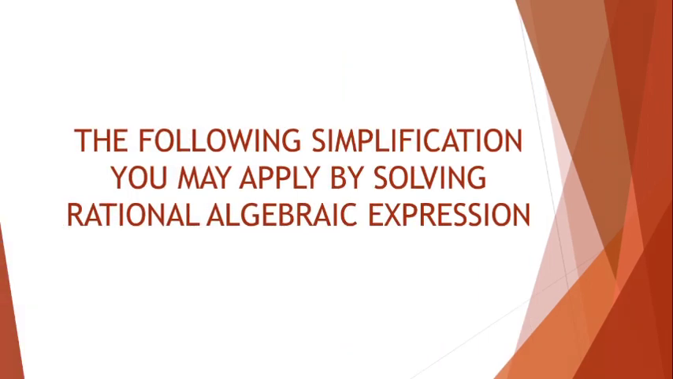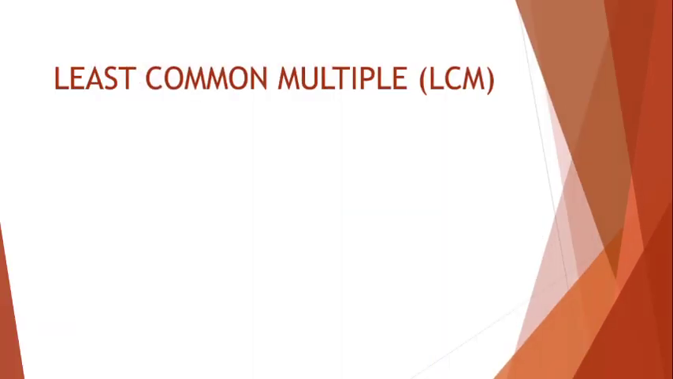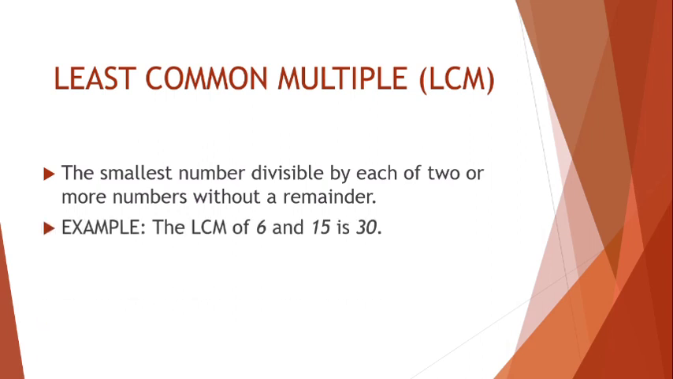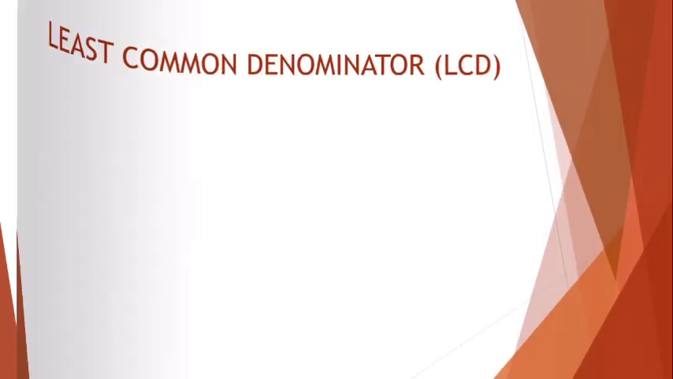So we have the following simplification you may apply by solving rational algebraic expressions. So number 1 is the least common multiple. So the smallest number divisible by each of two or more numbers without a remainder. So example is LCM of 6 and 15 is 30.